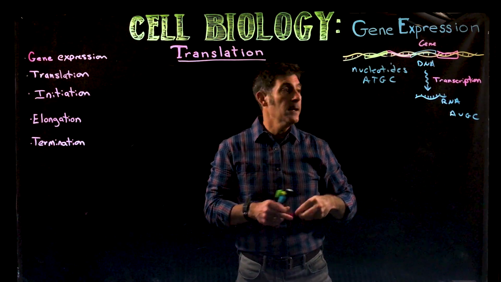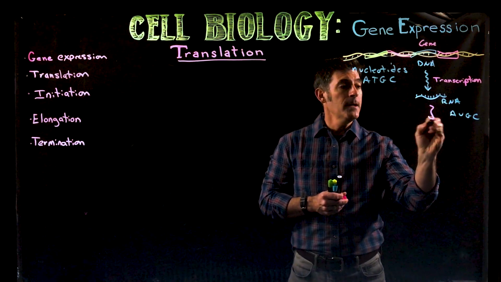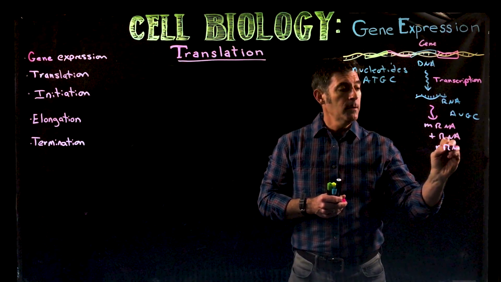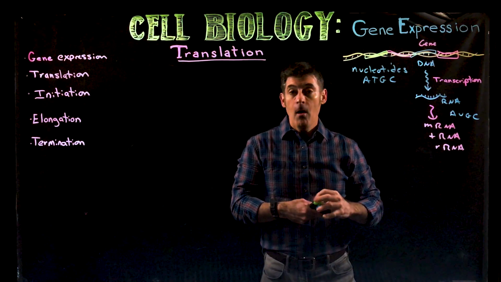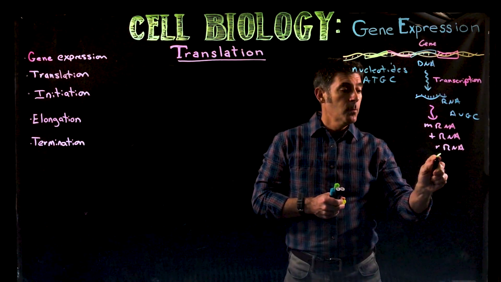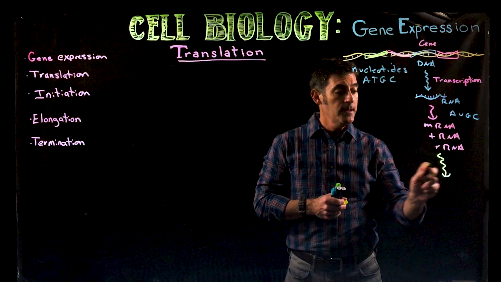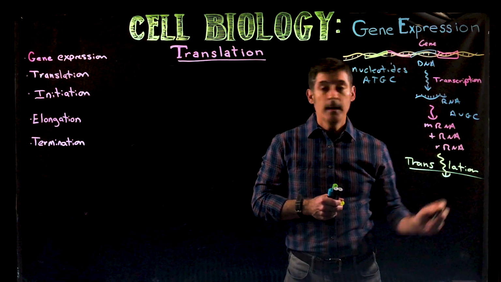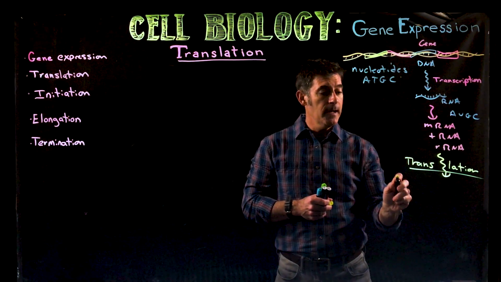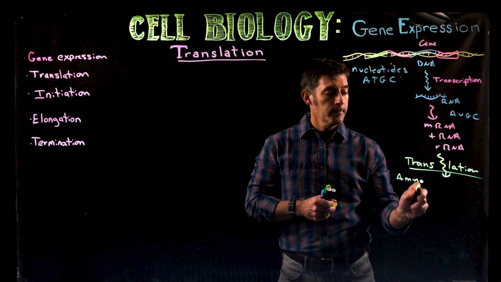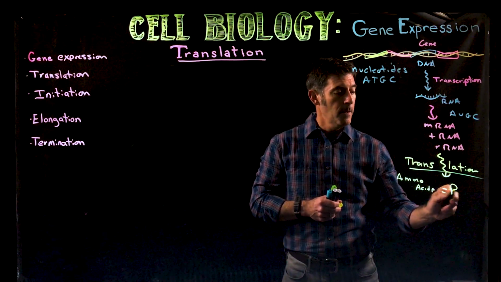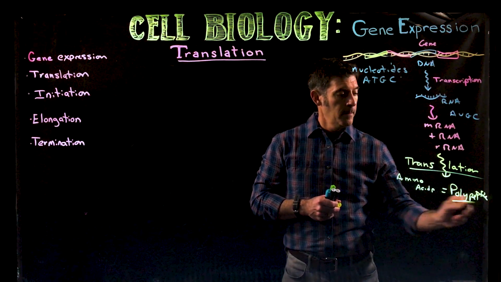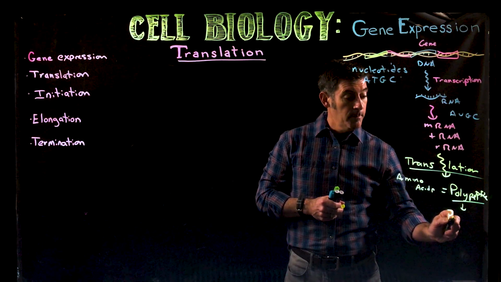That RNA could be a particular type of RNA that becomes either messenger RNA, transfer RNA, or ribosomal RNA. And all three of these types of RNA are going to work together in a process called translation. So instead of transcription, it's translation. We're changing the language from nucleotides to amino acids, and we get a polypeptide, which will essentially become, at some point, a protein.